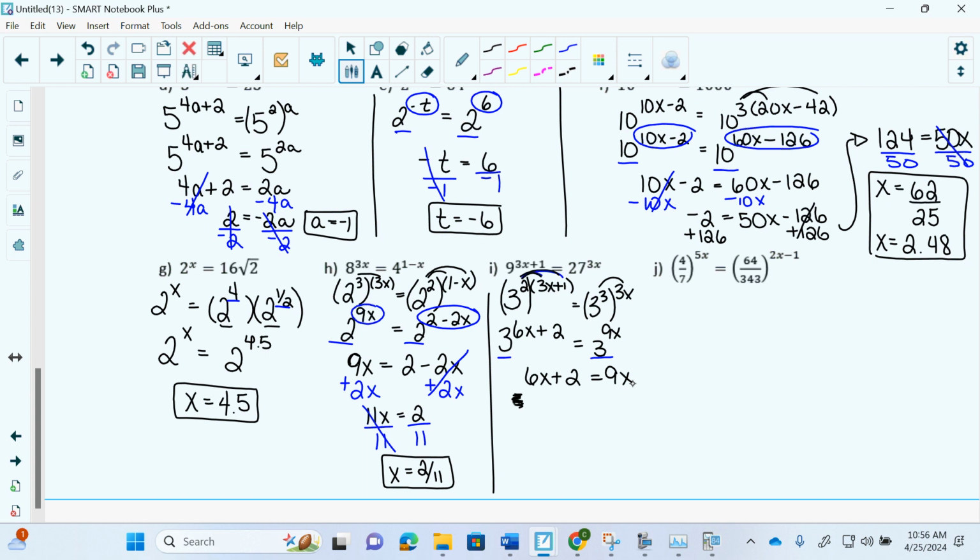I have to move my x's together. Which side's better on this one? Move it to the right, correct? Because then you have the number on this side. But if you don't, you'll set it equals 0 and you'll have to just move your number or your variable. So I'm going to subtract 6x. 2 equals 3x. Divide by 3. X equals 2/3.